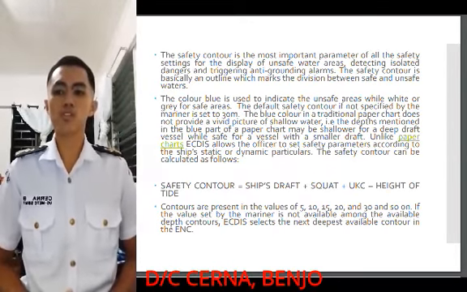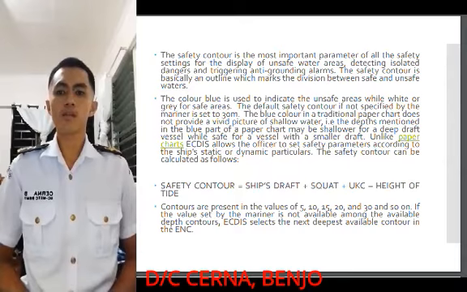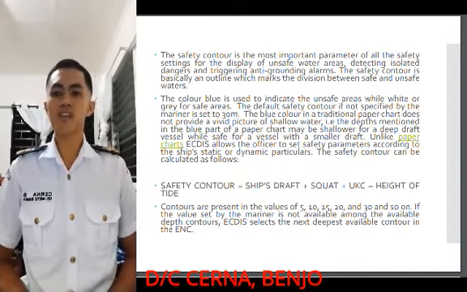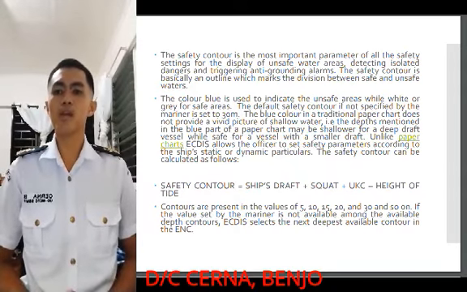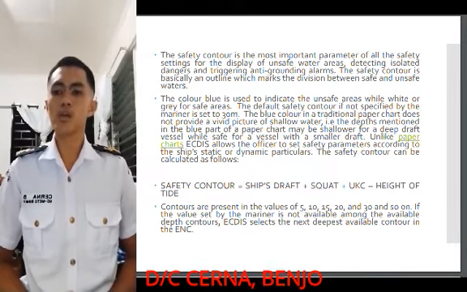The safety contour is the most important parameter of all the safety settings for display of unsafe water areas, detecting isolated dangers and triggering anti-grounding alarms. The safety contour is basically an outline which marks the division between safe and unsafe waters. And next, the color blue is used to indicate the unsafe areas, while white or gray is for safe areas. The default safety contour, if not specified by the mariner, is set to 30 m.